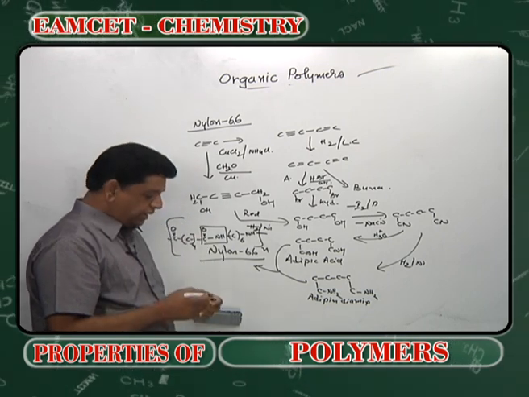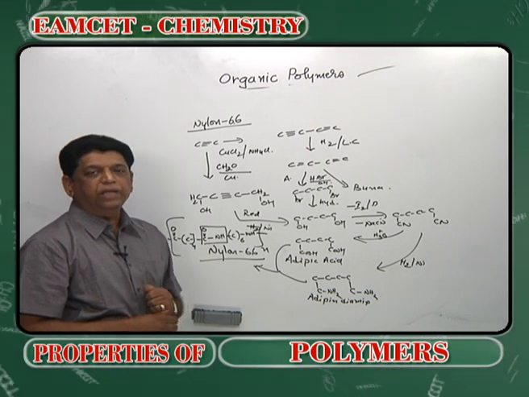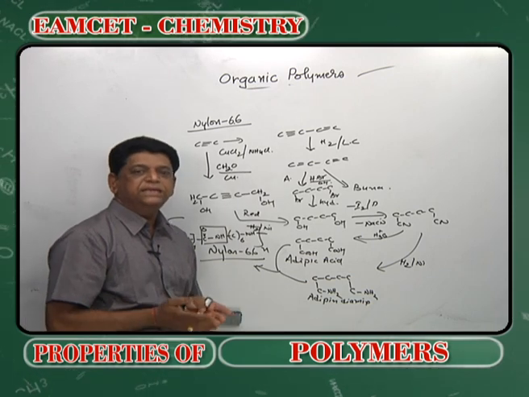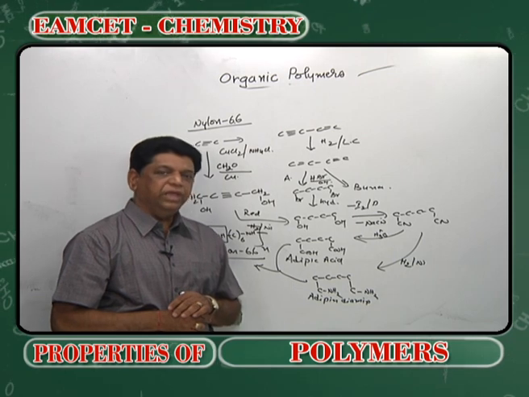All these polyamides and polyesters are wonderful biodegradable types of polymers, because bacteria can attack them, the molecules become pieces and the cycle is maintained. Therefore, they are all biodegradable types of polymers.